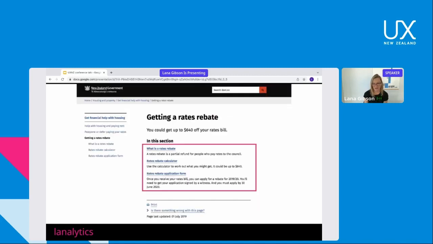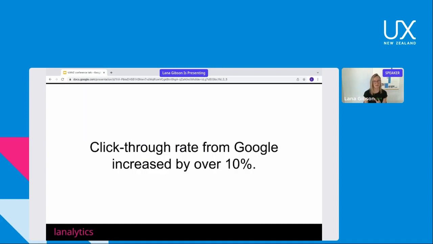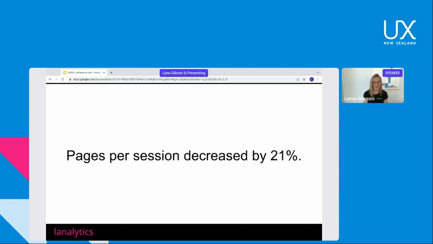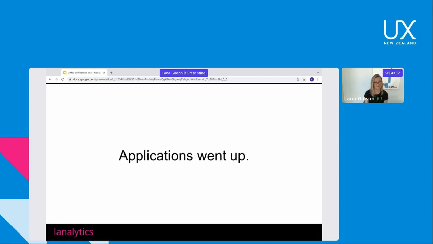So the content designer, it was awesome. She just put these all in a page and really streamlined the whole content experience. So after doing this, click-through rate from Google increased by over 10%. So more people who see the result in Google are clicking on it. Pages per session decreased by 21%. So the number of pages people had to view went down. And applications went up. So we can see that it's just helping people get to where they need to go more easily.